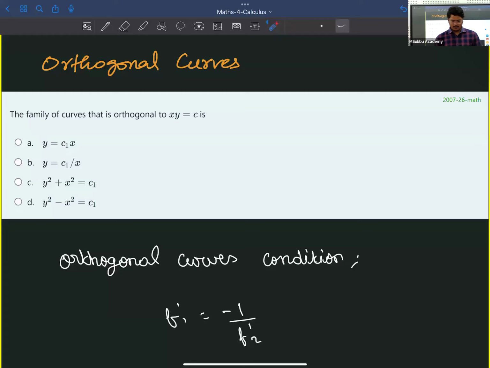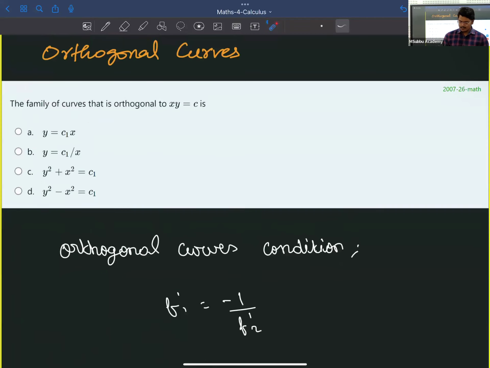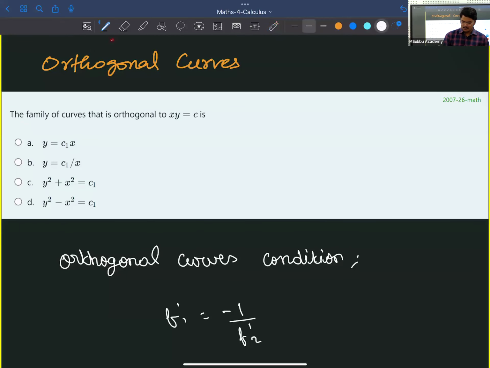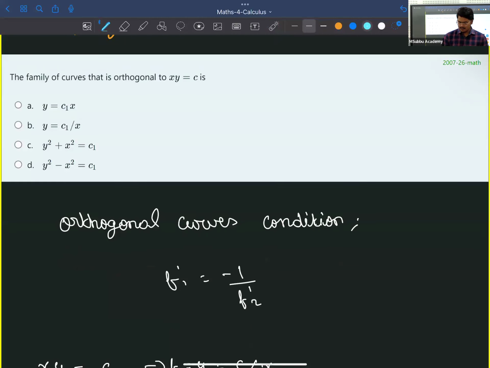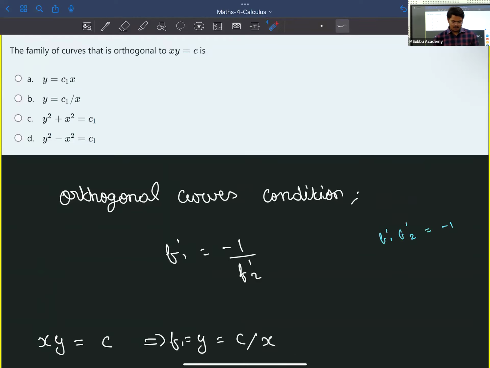Now we are going to move to the orthogonal property. When two functions are said to be orthogonal, f dash of function 1 and f dash of function 2, the product of those two will be -1. So from this, f dash of 1 will be equal to -1 by f dash of 2. So we have to find which curve, which equation here, is orthogonal to this function.